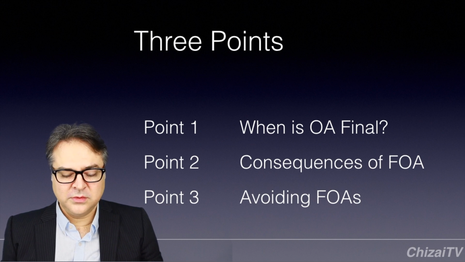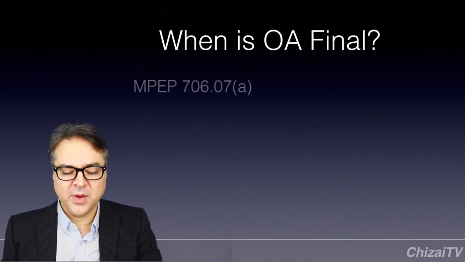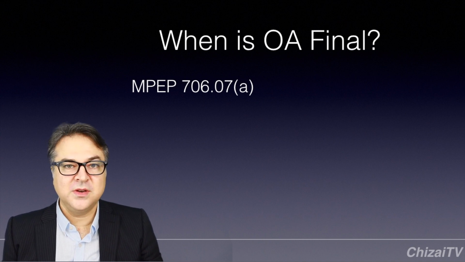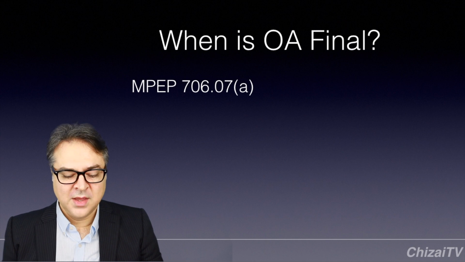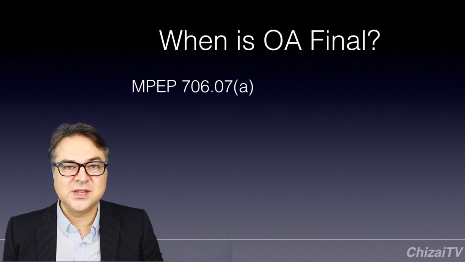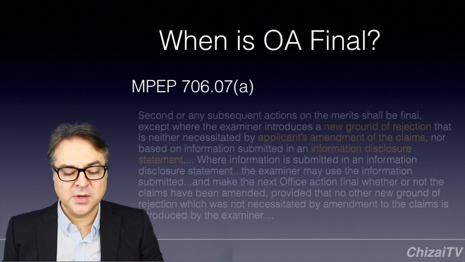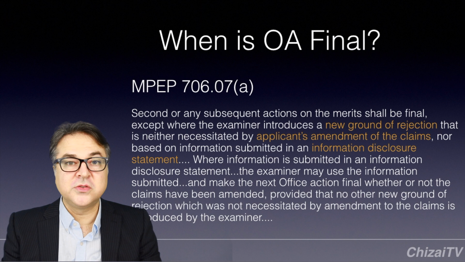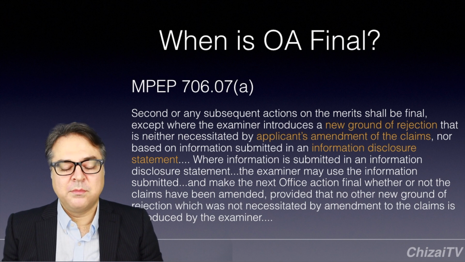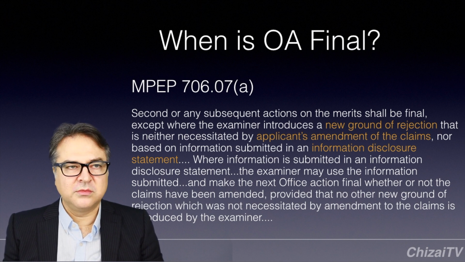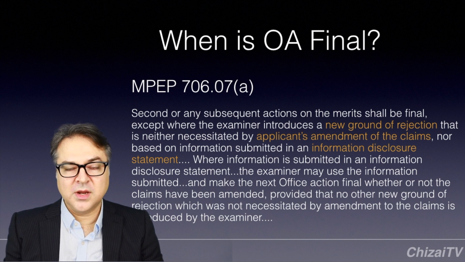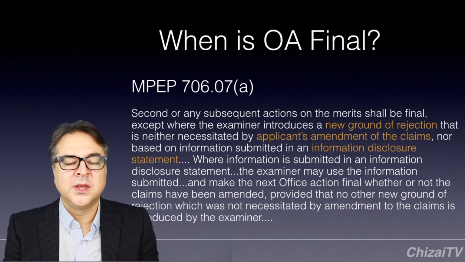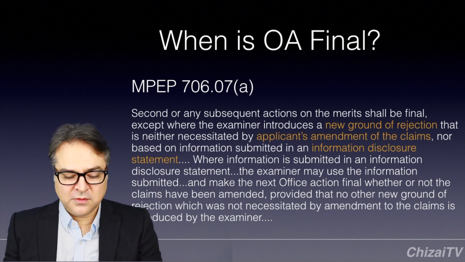So the rule regarding when an OA is final, OA is office action, is MPEP 706.07(a). There are several paragraphs. In this video I'm going to go over the first paragraph because it's the one that is most relevant to the question. But there are about 4 or 5 other paragraphs, and I'm going to cover those in the next video. So this is part 1. The next video will be part 2.